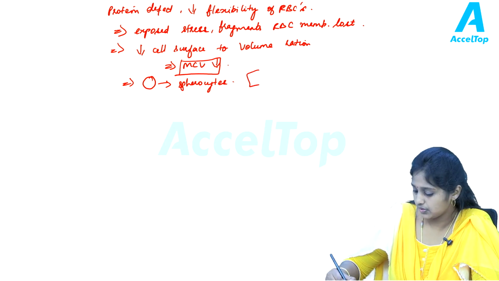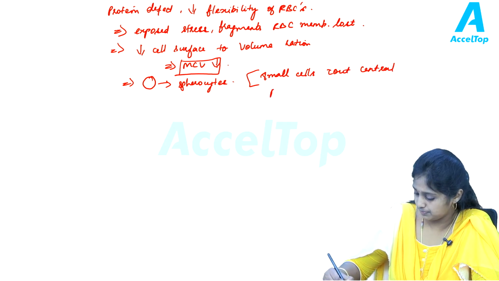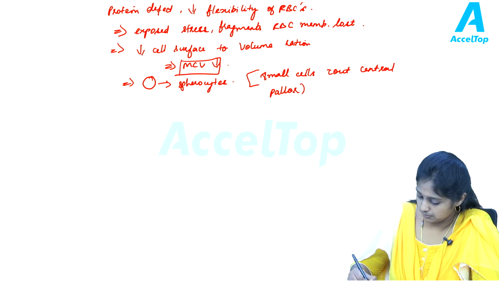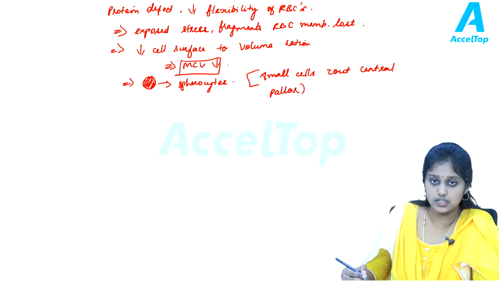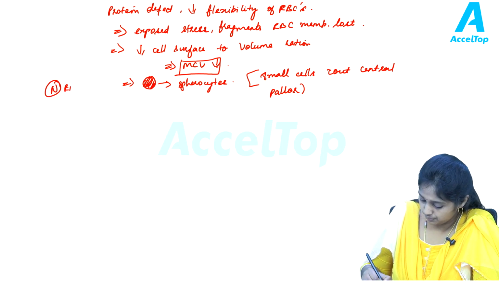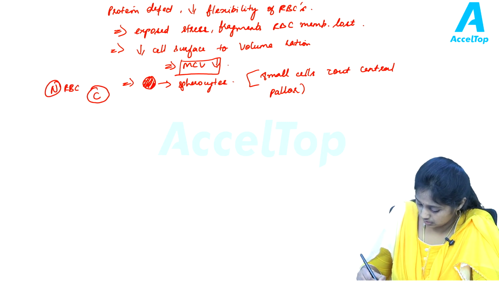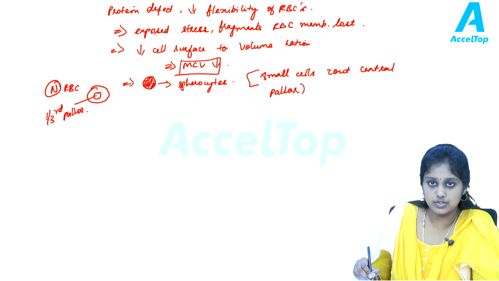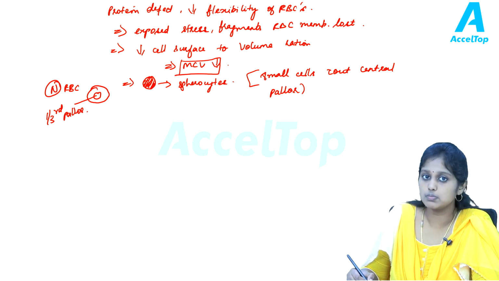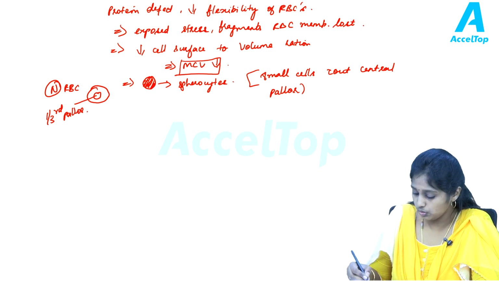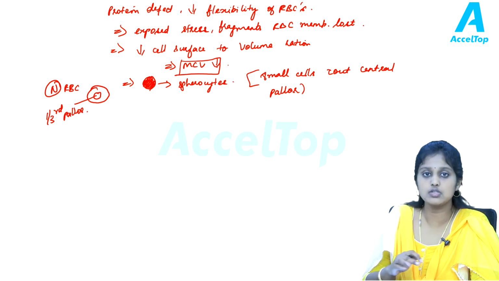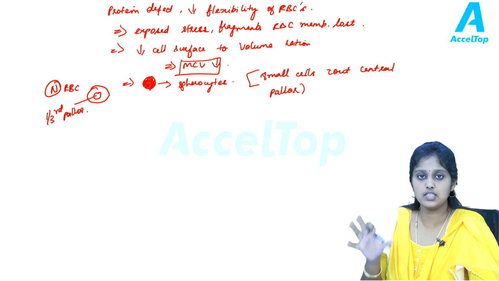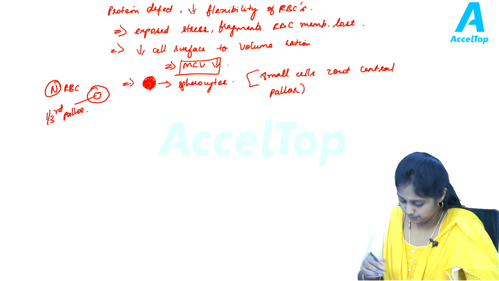Spherocytes are small cells without a central pallor, meaning the whole cell appears hemoglobinized, whereas a normal RBC has a central one-third pallor. A spherocyte is small compared to a normal RBC, and there is no pallor in the central part. The whole spherocyte looks completely hemoglobinized.